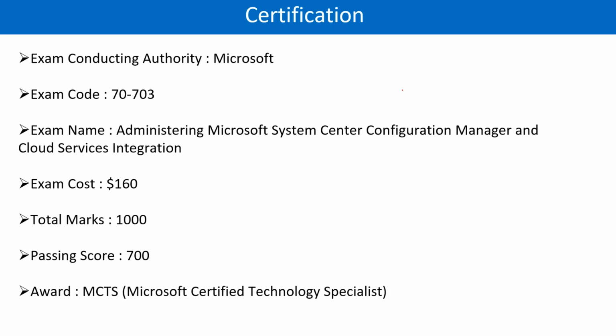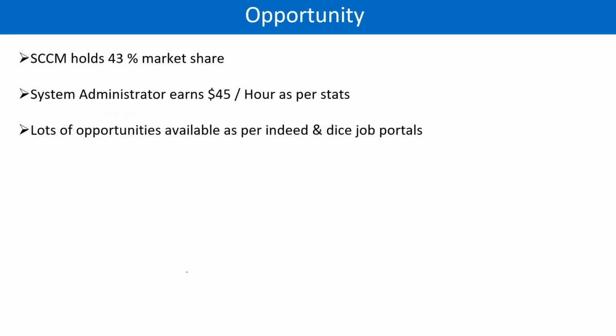Now, the certification. Previously, the certification code was 70-703, but this has expired now. Microsoft is going to release a new exam, and hopefully it will have the same pattern. You need to score 700 out of 1000 to pass the exam, and then you will become SCCM certified. Now let's talk about the opportunities in SCCM.